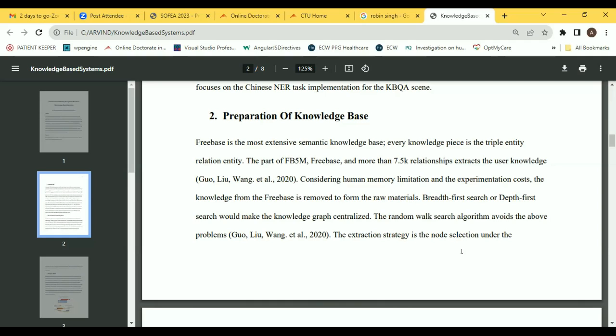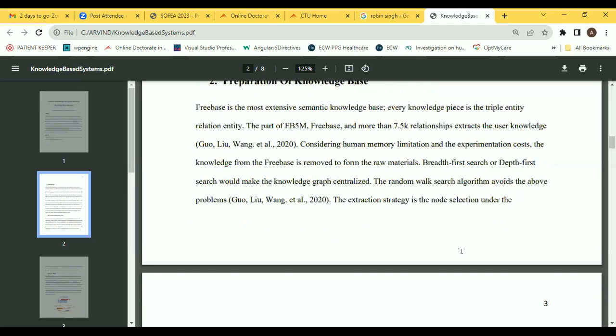7.5K relationships would extract the user knowledge by consideration for the human memory experimentation and limitation cost. The knowledge from the Freebase is removed from the raw materials. Breadth and depth first search makes the knowledge graph centralized.